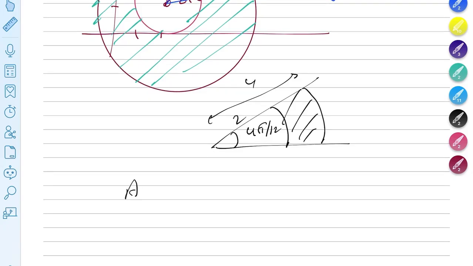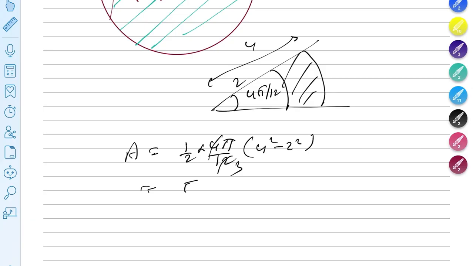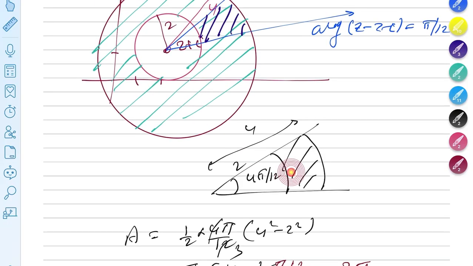Using the area of a sector, the area will be half r square theta. Theta is 4 pi by 12, and being an annular region, it is 4 square minus 2 square. So it will be 4 pi upon 12 times half, times 16 minus 4, which is 12. So 12 pi upon 6, which is 2 pi. So 2 pi is the corresponding area of this annular region.